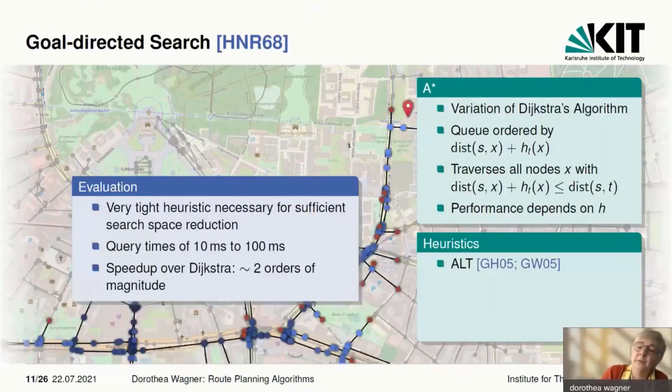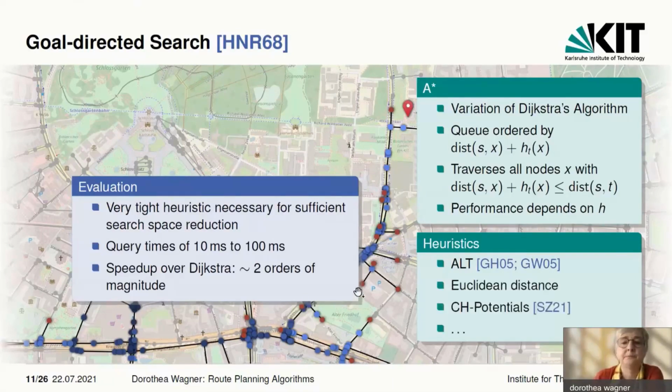So what speed up can we achieve with goal-directed search, or A star, the other name of this technique? Well, this ends up with query times of 10 to 100 milliseconds, which is something like 2 orders of magnitude faster than Dijkstra's algorithm. That's not bad, but it's still not enough.